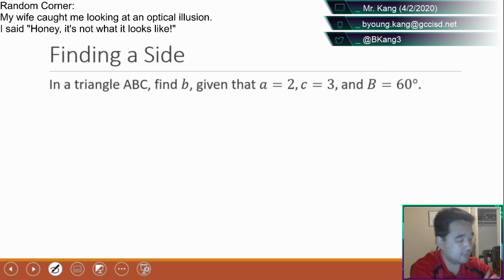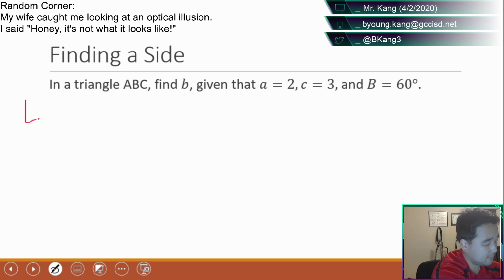So let's take a look at this example. In triangle ABC, find little b given that a is 2, c is 3, and angle B is 60 degrees. Okay, so there's the setup. If you had seen this problem in the last section, you would have been completely stumped because you can't set up the law of sines here. You see why? Because remember, the law of sines says a over sine A, or b over sine B, or c over sine C. So why can't we just use the law of sines?